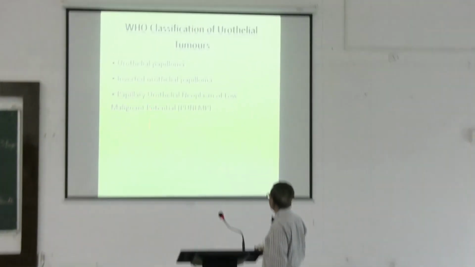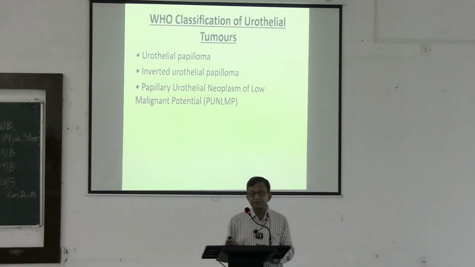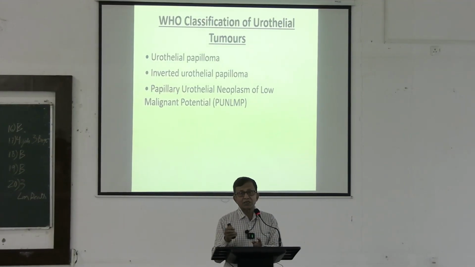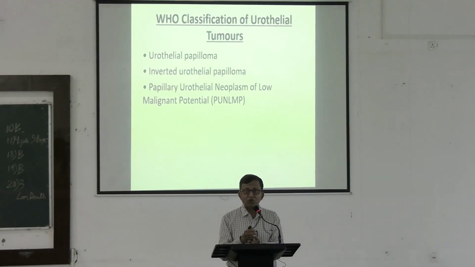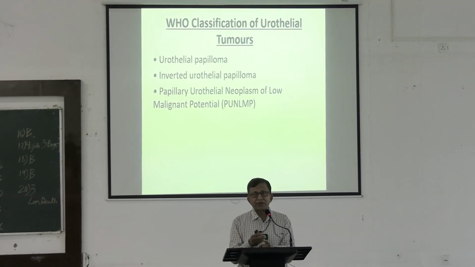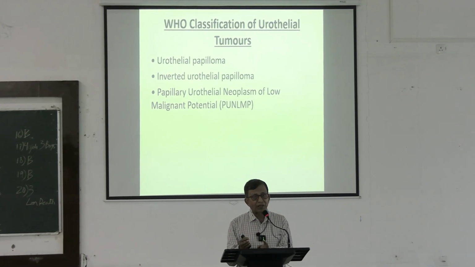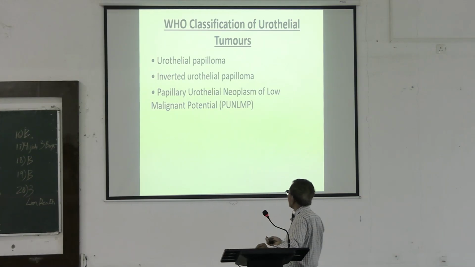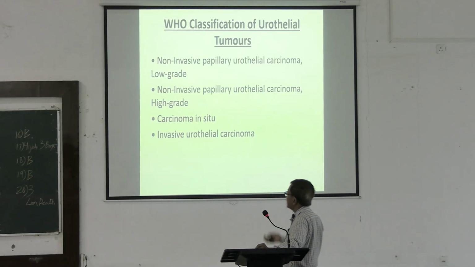What is this? Papillary urothelial neoplasm of low malignant potential. So it is something between papilloma and carcinoma. If it is more atypical, more pleomorphic than a papilloma, but less than that of a carcinoma, we call it PUNLMP. This is not so important for you, but it is a headache for us. We have to diagnose it. So these are the main things.